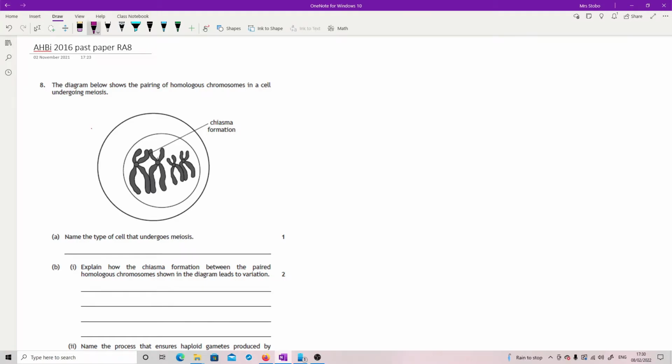The diagram below shows the pairing of homologous chromosomes in a cell undergoing meiosis. Okay, and we're showing chiasma formation on a homologous pair. Name the type of cell that undergoes meiosis. Well, that's just a straight KU. That is a gamete mother cell.